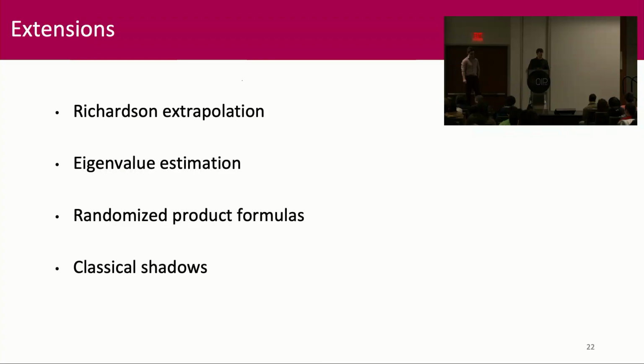Let me talk about a few other aspects that I don't have time to go into detail. We do an entirely analogous analysis for Richardson extrapolation and find very similar results. Our first paper explores similar approaches for estimating eigenvalues of your Hamiltonian. My colleague James has extended these results to randomized product formulas. One crucial aspect to get these results was to not have to use fractional queries because those are much more difficult in the randomized setting.